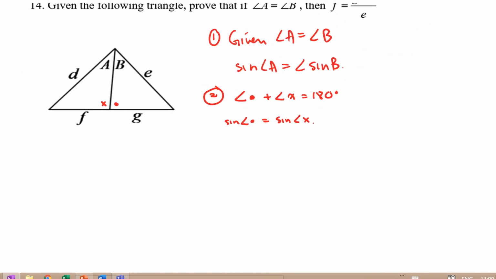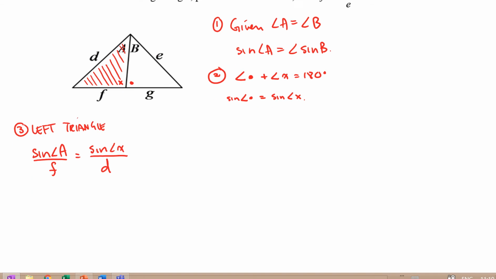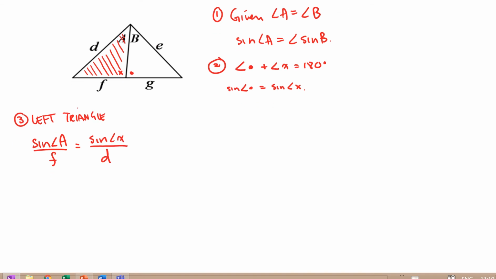So the third step after this is, when you look at the left triangle, find a way to use the sine law. If you were to use the sine law, then sine of angle A over side F is equal to sine of little x over D. I'm going to cross multiply this to make it sine A over sine X. So you have sine of angle A over sine of angle X is equal to F over D.